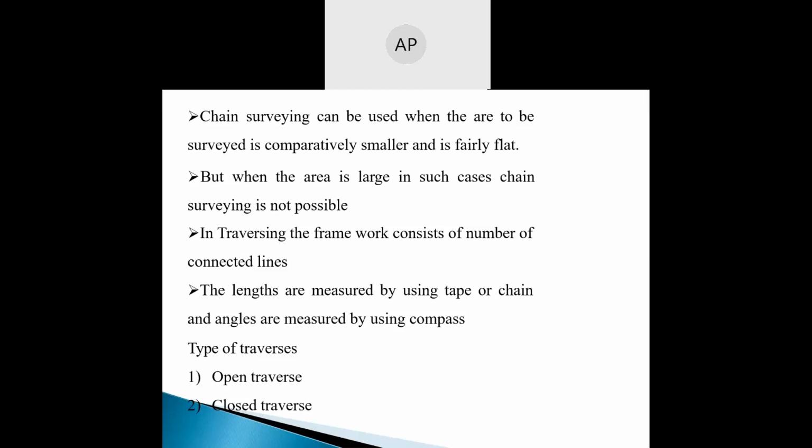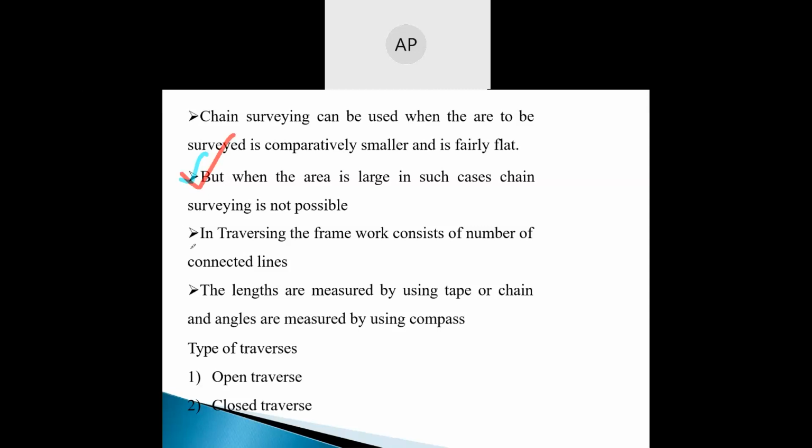We will discuss later the different surveys like plane table survey. A plane table is done for a small area, and then trigonometric survey, theodolite survey. There are different types of survey which we can use in a large area. When we cannot use chain survey in a large area, then we have to apply compass survey. In such cases, chain survey is not possible.